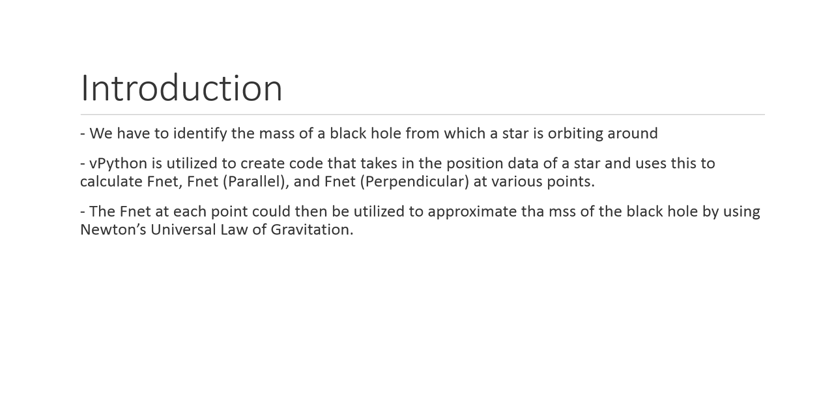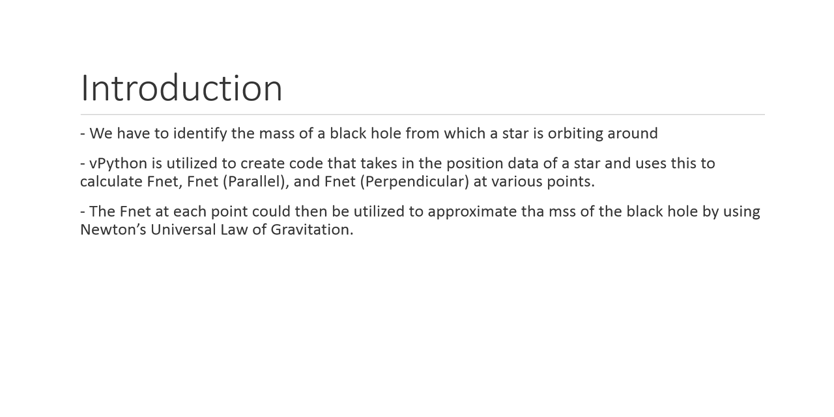For this lab, we have to identify the mass of a black hole around which a star is orbiting. Python is utilized to create code that takes in the position data of a star and uses this to calculate the net force, the parallel component of the net force, and the perpendicular component of the net force at various points. The different net forces are then represented using different colored arrows. The arrows will be colored yellow, blue, and black.